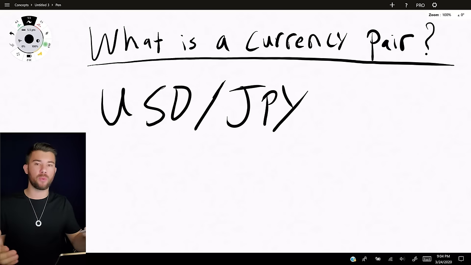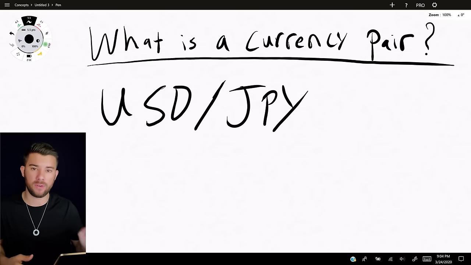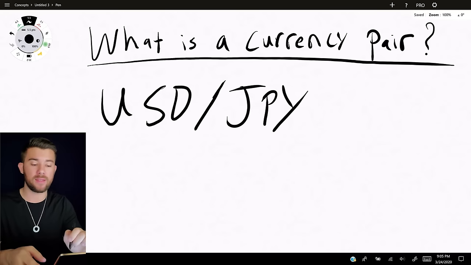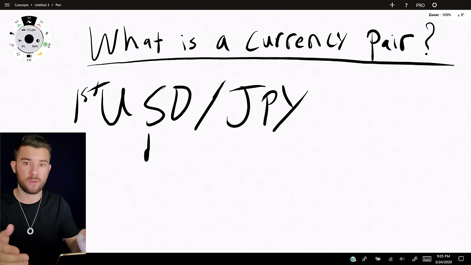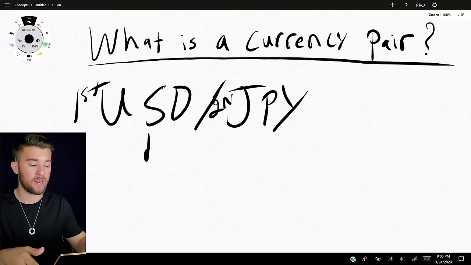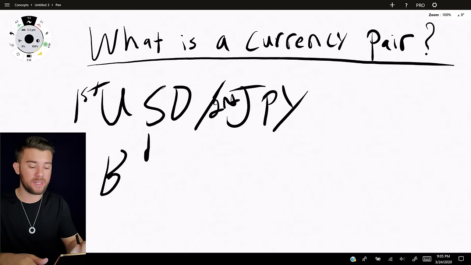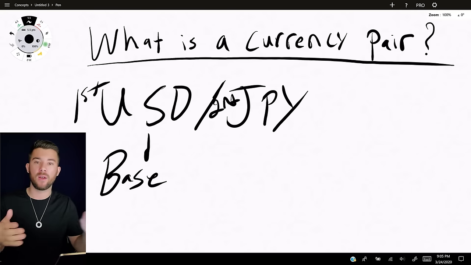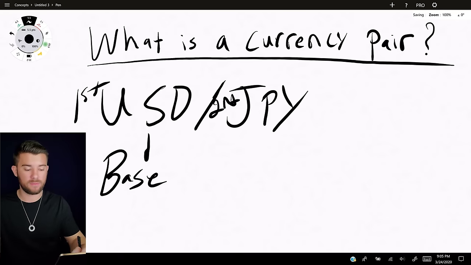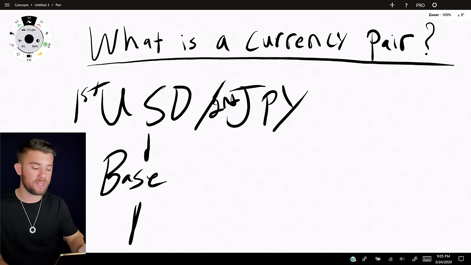With the dollar yen, which one of these pairs is a base pair? Is it the dollar or the yen? Hopefully you said the dollar, right? Because the dollar is the first pair in the equation. The yen would be the second pair in the currency pair. So with the dollar being the first pair, that means it is the base currency of this currency pair. With it being the base currency, what's its value always equal to? One. When you're looking at the valuation of a currency, this value is always going to be equal to one.